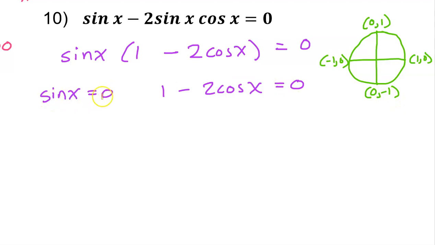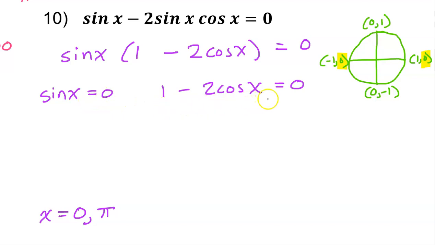We want sine to equal 0. So we want the y values to equal 0. That's going to happen here and here. So we have two solutions, 0 and pi. So we have x equals 0 radians and pi radians. So that's what we get from the first little mini equation.